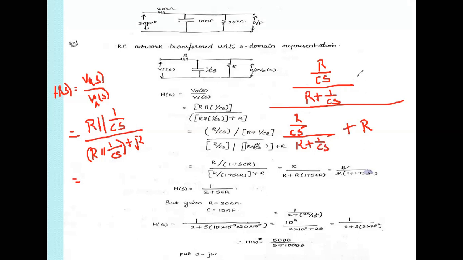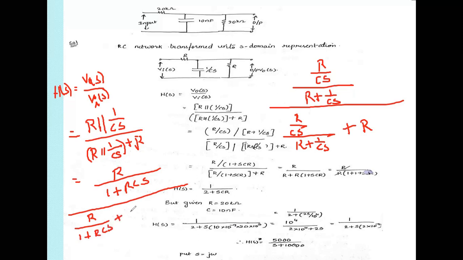Now take the LCM here. The denominator is CS, means 1 plus CS into R. CS get cancelled, and R by the numerator itself, R by 1 plus RC into S. 1 plus RC into S is a numerator. CS get cancelled. And here also, the same thing is a parallel. So R plus R by 1 plus R into CS plus R.